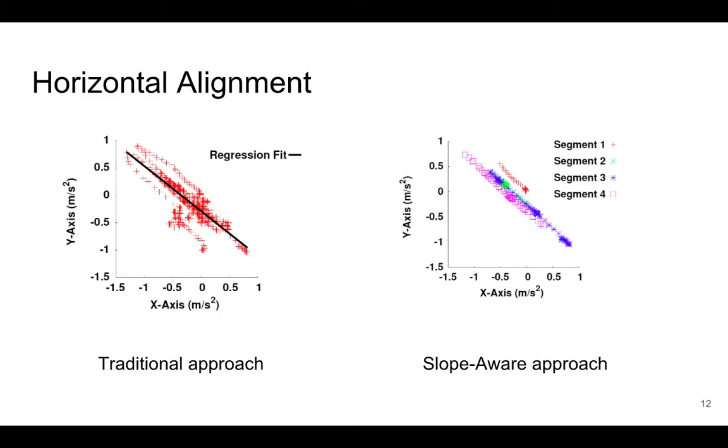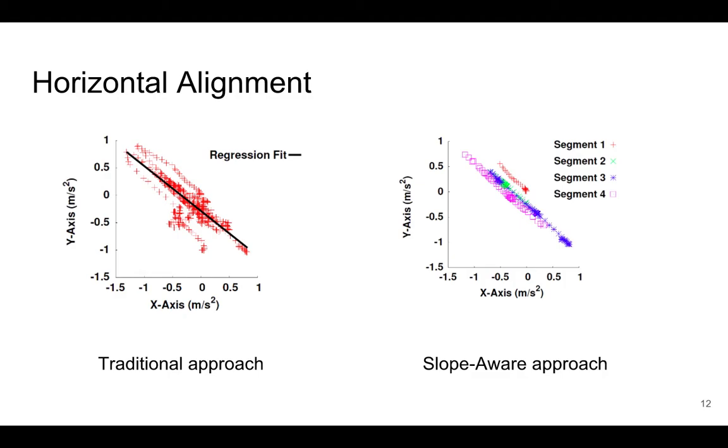The first technique we use to solve the first problem is called slope-aware coordinate alignment. When we calculate the rotation matrix to transform the coordinates, we first conduct a horizontal alignment, where we want to find the forward direction of the car. In the traditional approach, we just use all the data we have and fit a curve. This curve should pass through the origin, because when the car is not moving, the x-axis and y-axis should be zero.